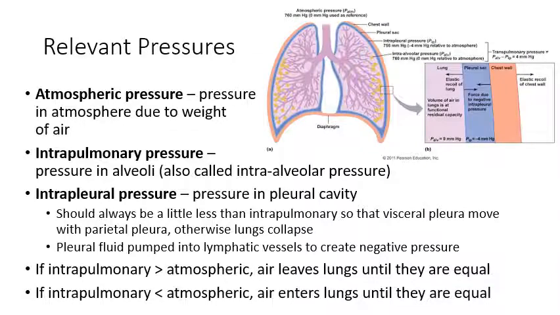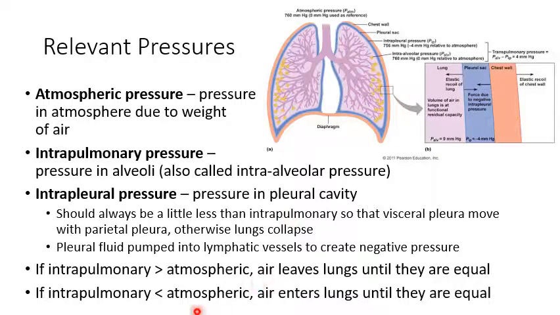We have several different pressures that we'll talk about. First, atmospheric pressure, which is just the pressure in the atmosphere caused by the weight of the air that's above you at any given point. Then you have the intrapulmonary pressure, that is basically the lung pressure. It's the pressure inside the alveoli of the lungs, so it's also sometimes called the intraalveolar pressure. So the intrapulmonary pressure would be in these little yellow sacs, the alveoli.